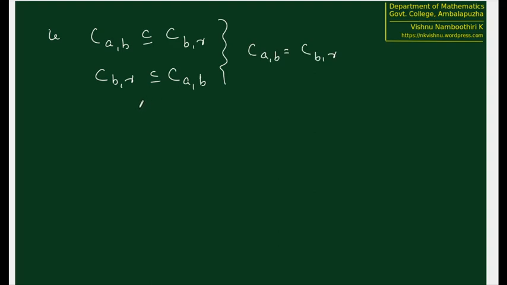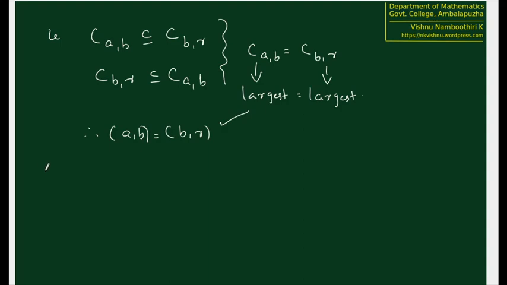Therefore, what about the GCDs? GCD of A, B is the largest from this set, and GCD of B, R is the largest from this set. Since these two sets are the same, the largest also must be the same. Therefore, GCD of A, B is the same as GCD of B, R. This is the crucial observation that we have using the division theorem, and this is the backbone of the Euclidean algorithm.